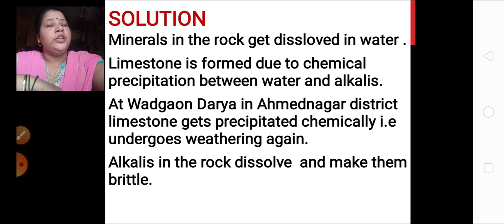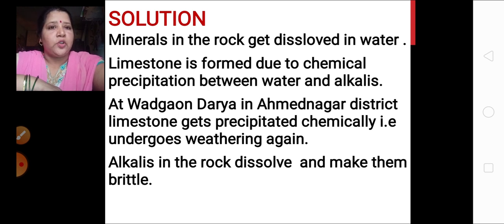Now limestone is such a stone which is formed due to chemical precipitation. We have learned this earlier when we learnt about mechanical weathering. How is limestone formed? Because of the chemical precipitation between water and alkalis. Yes or no? Crystallization we have learnt. In that we have learned that limestone is formed due to chemical precipitation between water and alkalis.